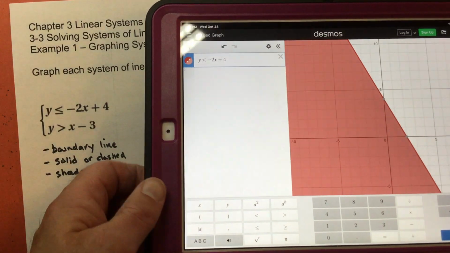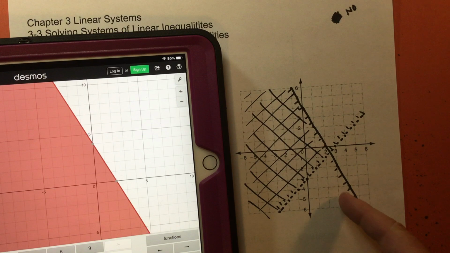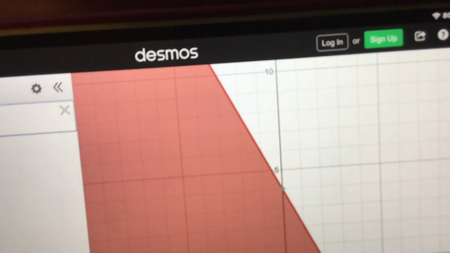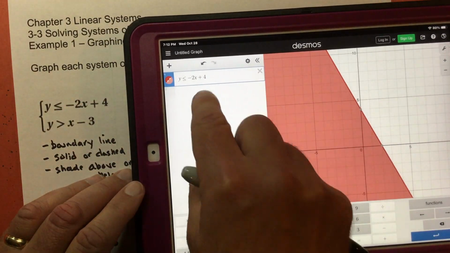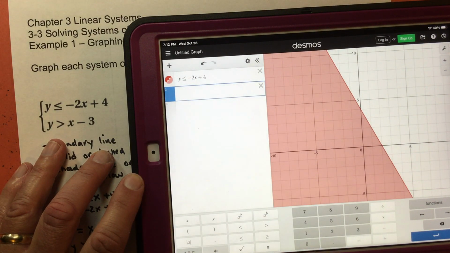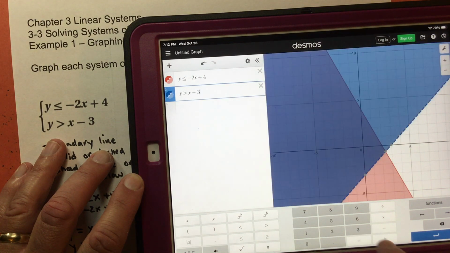Okay, now compare that with what I did. Here's my boundary line, and I shaded below it. That's what we did here. And look, it's a solid line. Desmos does a solid line. Let's do the other one, and that one was red. Desmos does colors, that's great. The other one is gonna be y is greater than x minus 3.